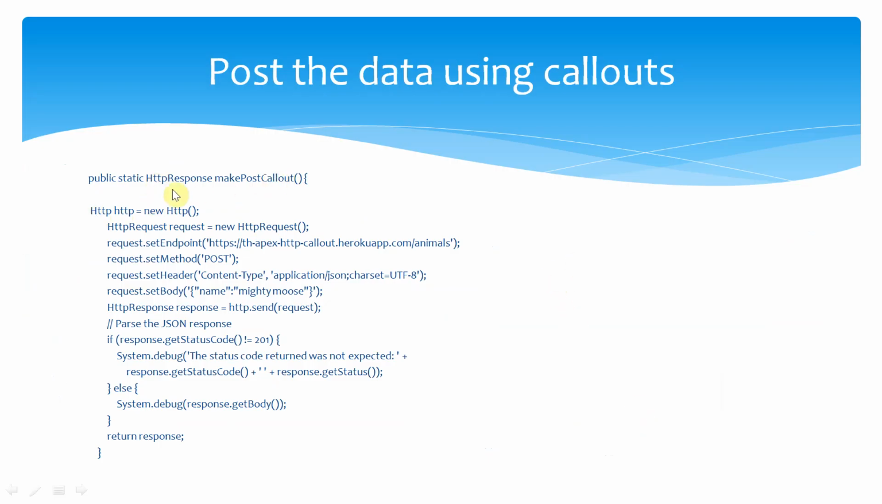So what do you do here? Again, it's the same HTTP request endpoint. Only thing that changes, pay attention here, is the post. And then you set the header. What is the content type that you're sending here? You have to give this JSON character set. This is the content type, and you have to hard code this. And then you set the body, setting the value of the name. You're adding a name, Mighty Moose. And then the HTTP response.